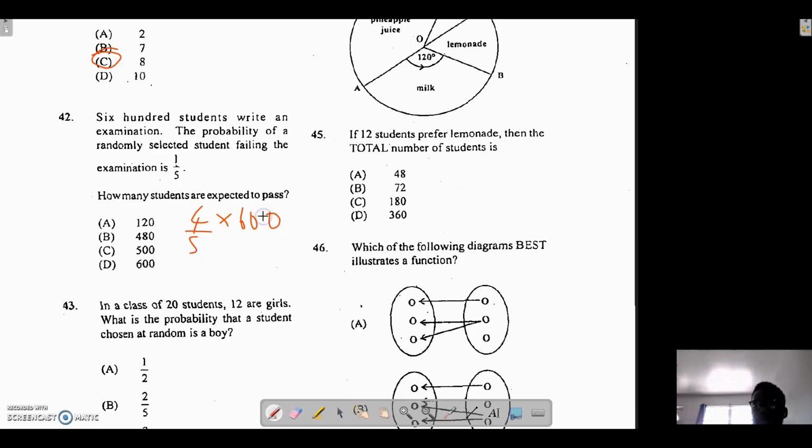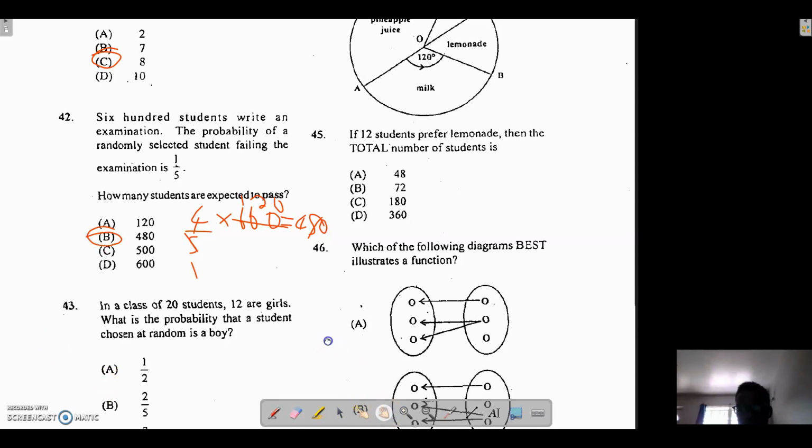Alright, so 5 into 5 is 1. 5 into 6 is 1, leaves a remainder of 1. 5 into 10 is 2. And 5 into 0 is 0. So it's 4 times 120. So that's going to give me 480, which would be option B, as in boy.